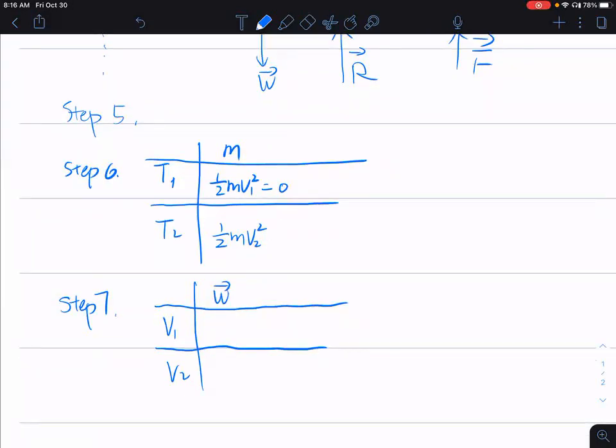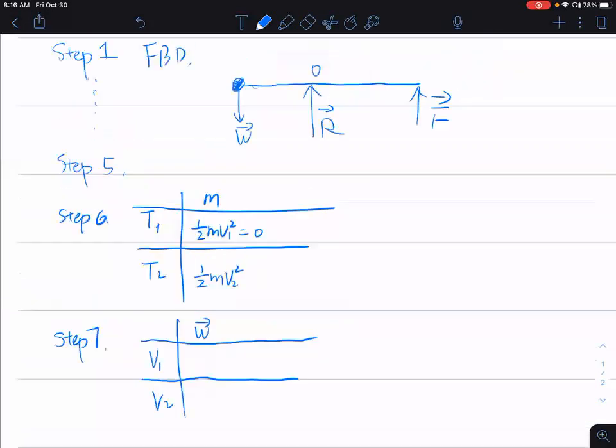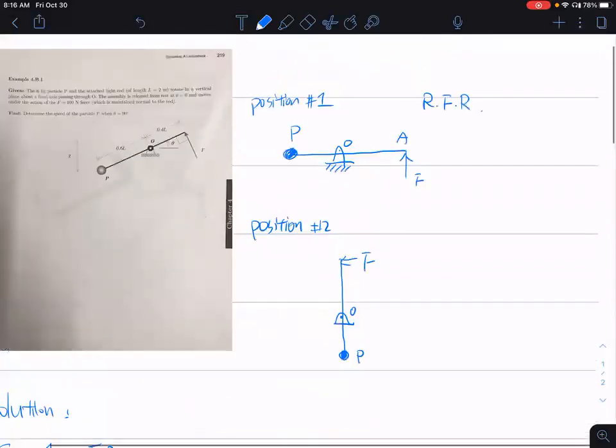Like we talked about, we need a 0 reference point to set up our potential energy. So go back to your sketch and decide where you want to put the 0 reference point for your gravity potential energy. Anywhere, it depends on what you prefer. I can say, all right, let's do this. This is the 0 reference.